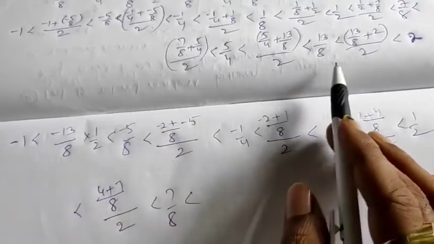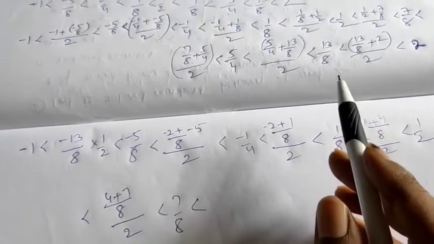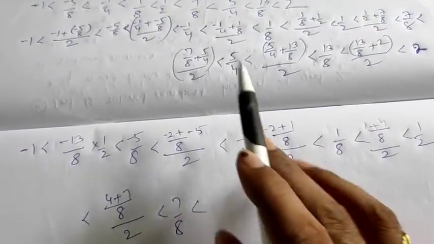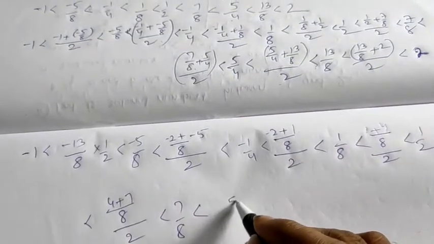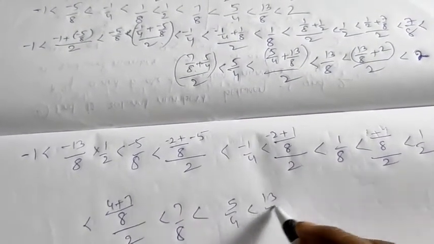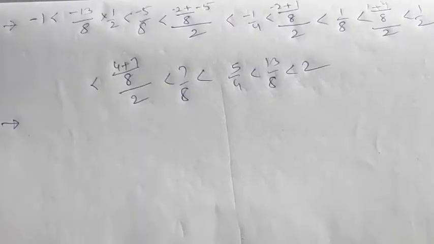So I am not simplifying all these. I reached my destination, like I got 12 rational numbers, so I am writing up to 7 by 8. What are the rational numbers here? I am writing here. Those are 5 by 4, 13 by 8, and less than 2. Okay, is it clear? Now I am simplifying this.